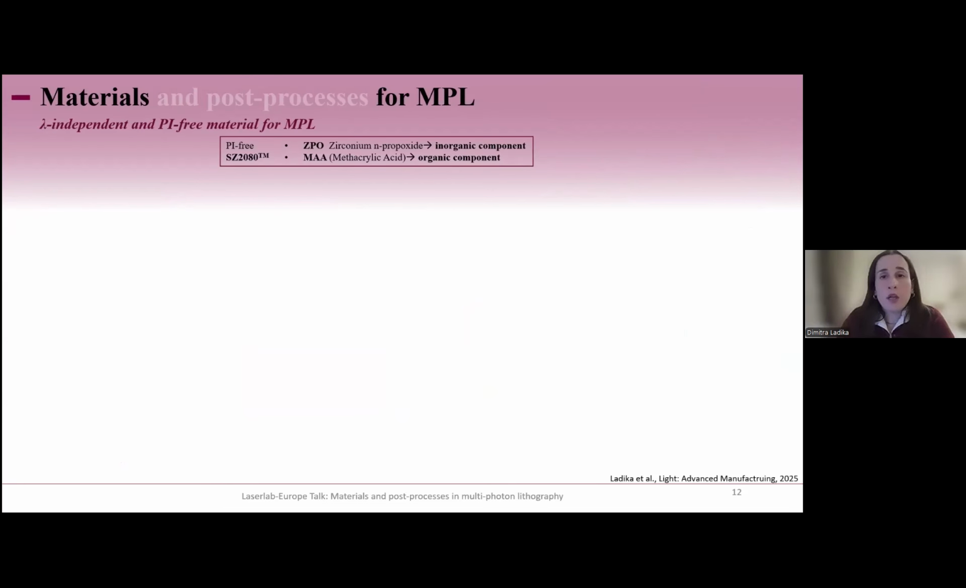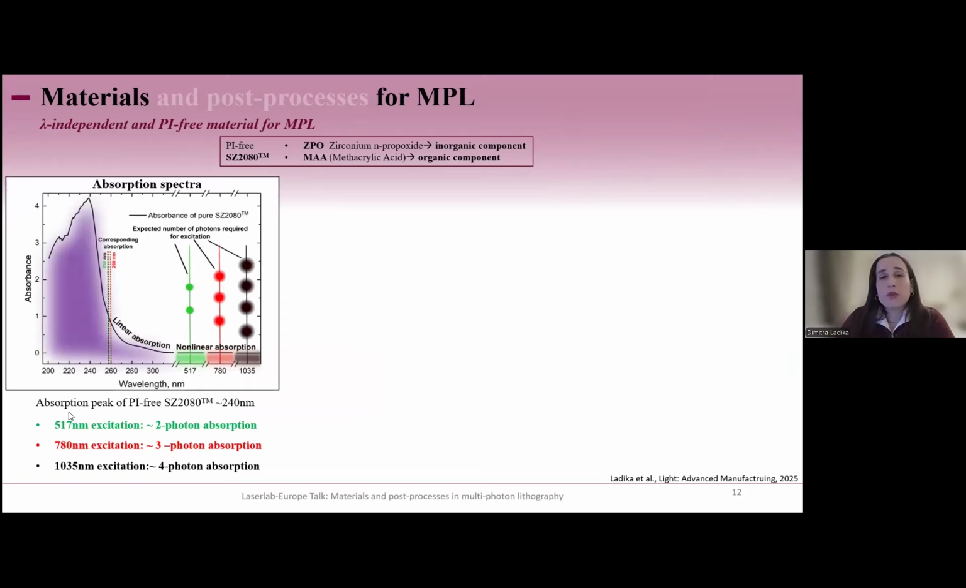We decided to study the standard material Z2080 without the addition of photoinitiator with 3 different wavelengths. So we started with the absorption spectrum, and we see with the standard wavelengths that we use later that we have theoretical values of which multi-photon process is taking place. When the material is excited with 570 nanometers, it is 2-photon absorption, with 780 nanometers is 3-photon absorption, and with 1335 nanometers is 4-photon absorption.